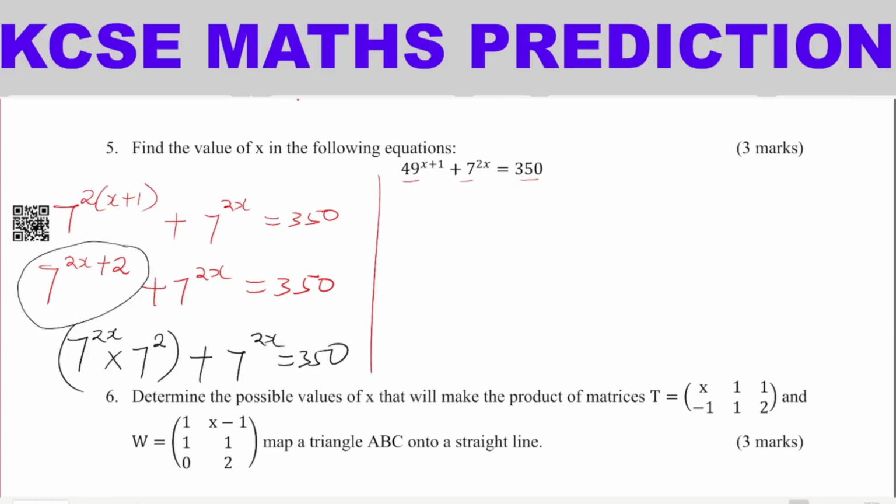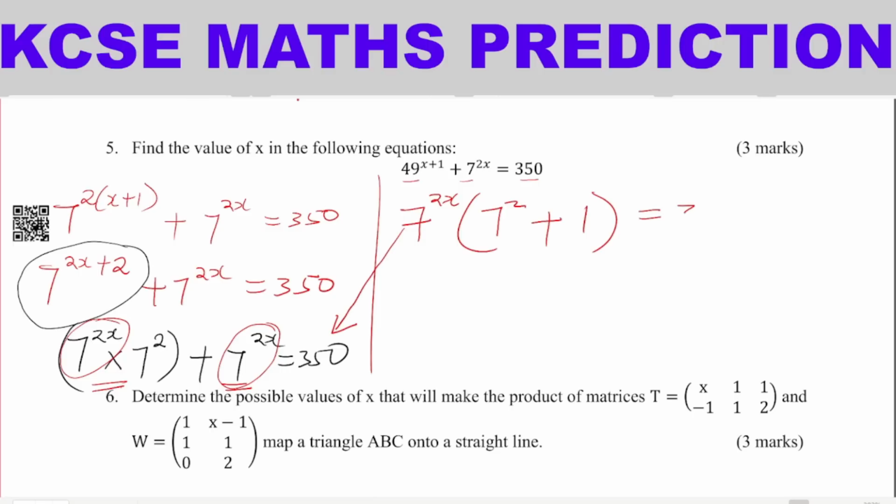When you look at the left-hand side, there's something that you're going to note. Between these two terms, there's something common. 7 raised to power 2x is common, so you can factor it out. When you factor that out, you're going to remain with 7 squared, then there is a plus. Here you'll get 1. When you open these, this will take you back to that. This is equal to 350. So this will give 7 raised to power 2x multiplied by 7 squared, which is 49, and then plus 1, this will be 50, is equal to 350.